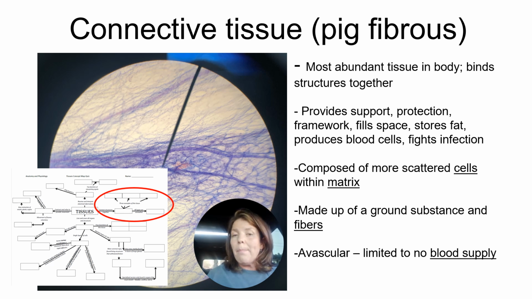One key feature about the connective tissue on your concept map, it notes that it's relatively avascular, which means that it may have limited blood supply. And with that limited blood supply, it's slower to repair and replace new cells and harder to heal.